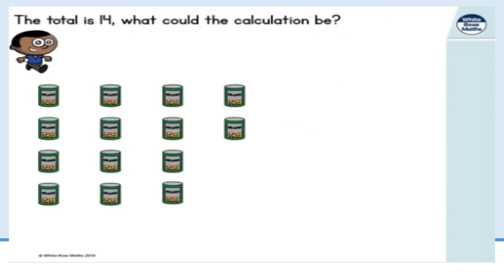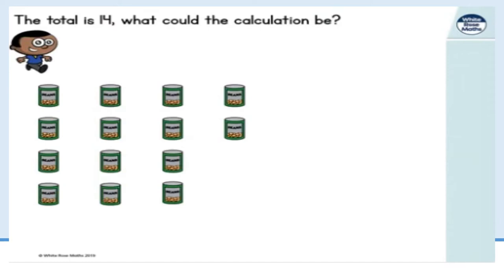Mo is helping put some cans away. There are 14 cans altogether. And he's trying to think of a multiplication calculation that can go with it. At the moment, he's arranged it into 4 plus 4 plus 4 plus 2, which doesn't really work for a multiplication calculation because it's not repeated addition, is it? We need all the numbers to be the same for it to be repeated addition.